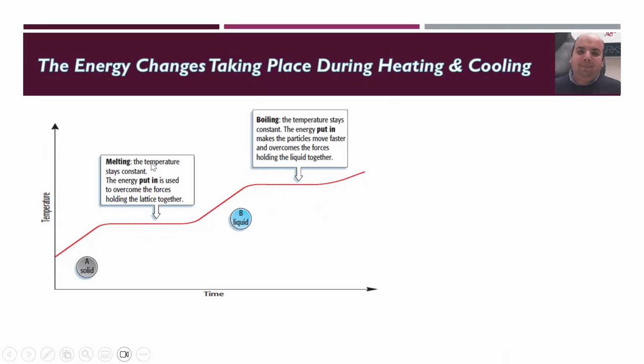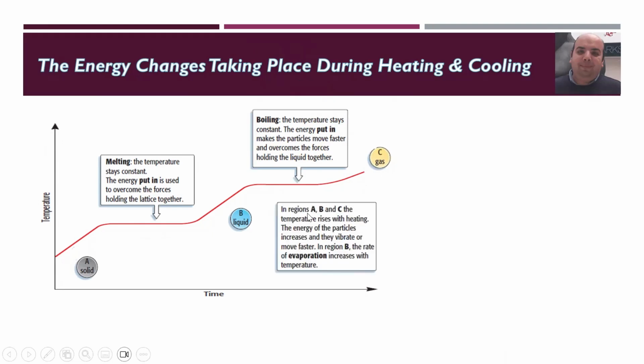When we talk about melting, the temperature stays constant, the energy brought in is used to overcome the forces holding the lattice together. And also when we talk about boiling, the temperature stays constant, the energy brought in makes the particles move faster and overcome the forces holding the liquid together. Then it is converted into gas. In regions A, B, and C, the temperature rises with heating, the energy of particles increases, and they vibrate or move faster. In region B, the rate of evaporation increases with temperature.